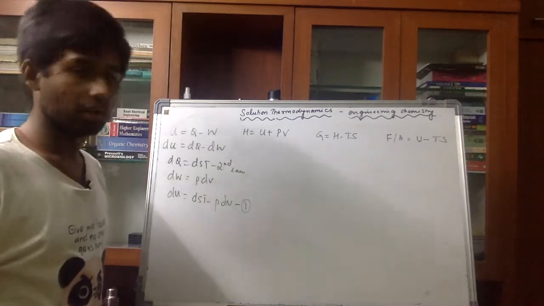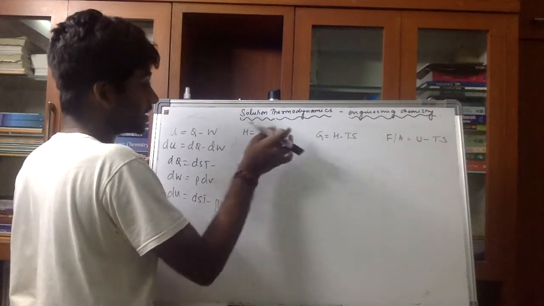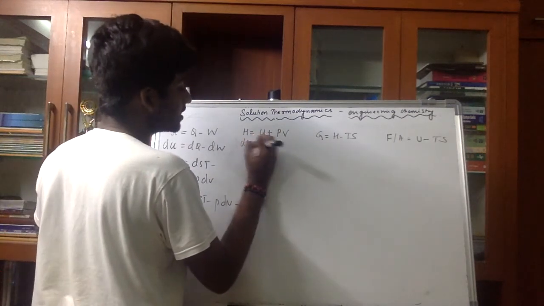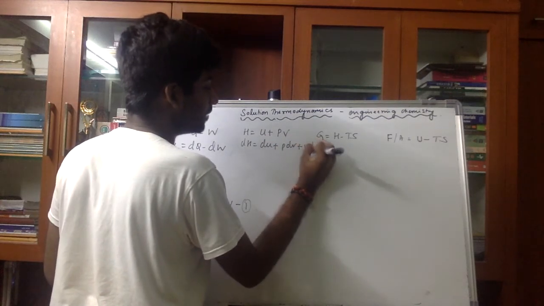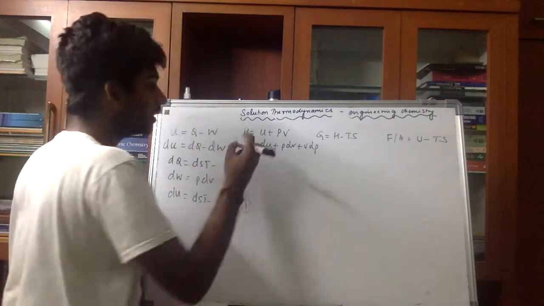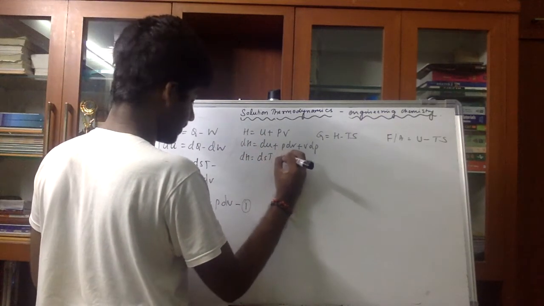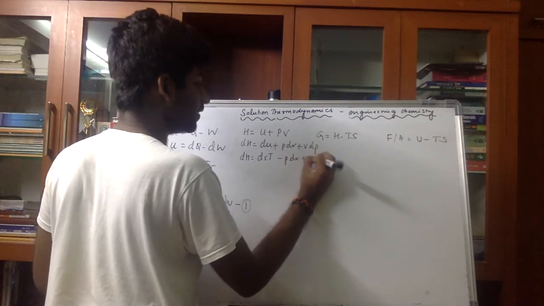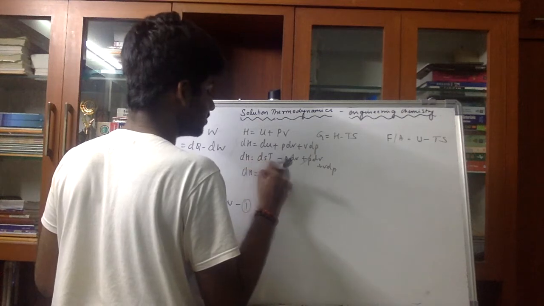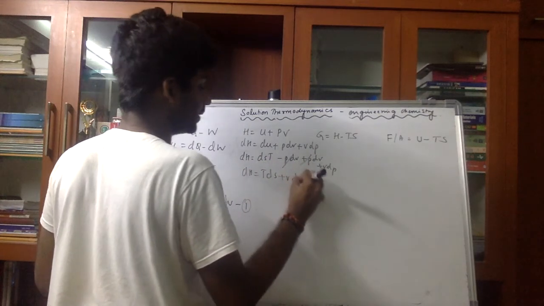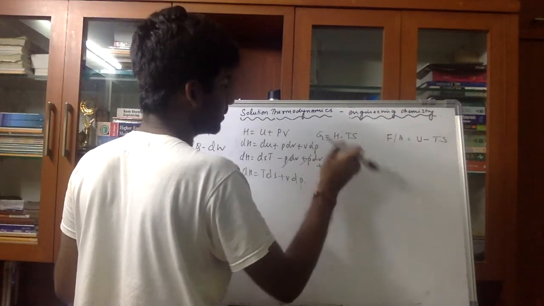Say equation number 1. Next is H is equal to U plus PV, so dH is equal to dU plus PdV plus VdP. You have differentiated all throughout and then substitute 1 here. So dH is equal to TdS minus PdV plus PdV plus VdP. This and this will get cancelled, so dH will be equal to TdS plus VdP. Okay, very simple. Next is G.